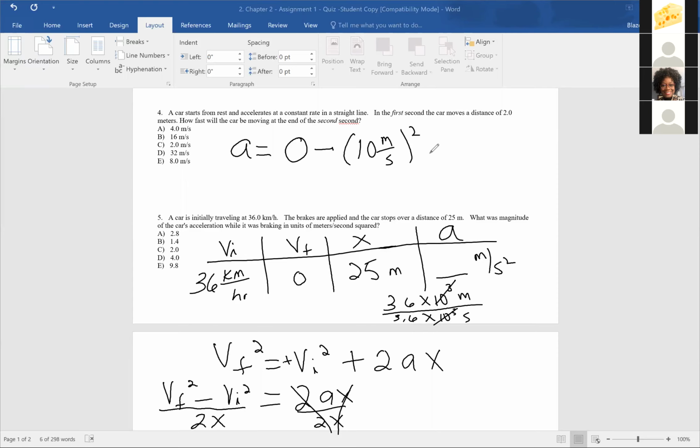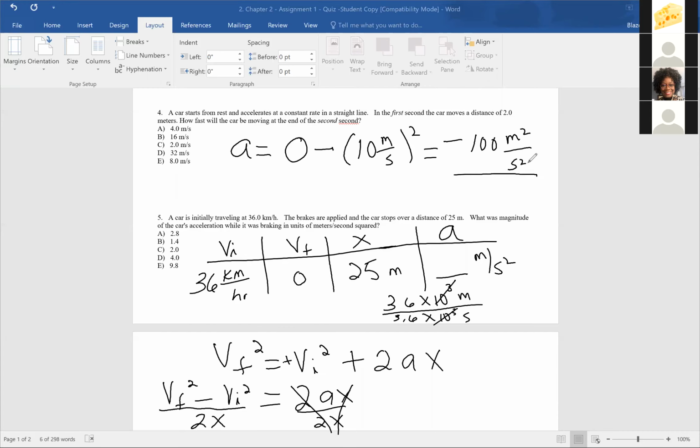Now, I want to show you this. This negative number is still here because I don't have negative 10 meters per second to be squared, because the negative is outside of my value. So this answer remains negative. And when I square that, of course, I get 100 meter square second square.